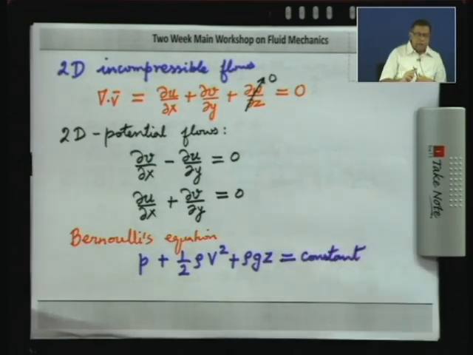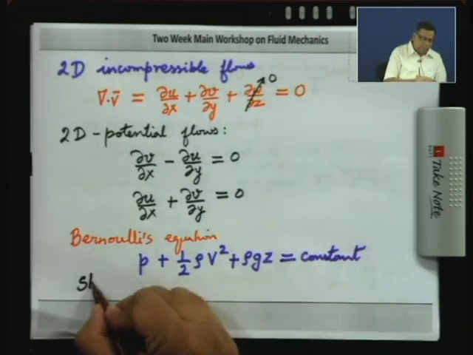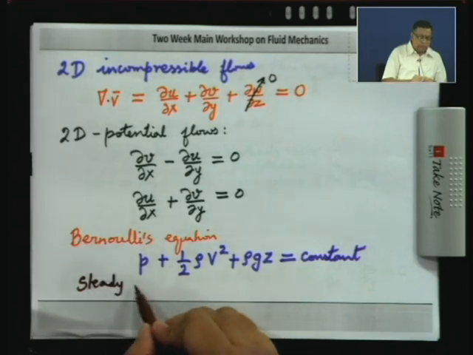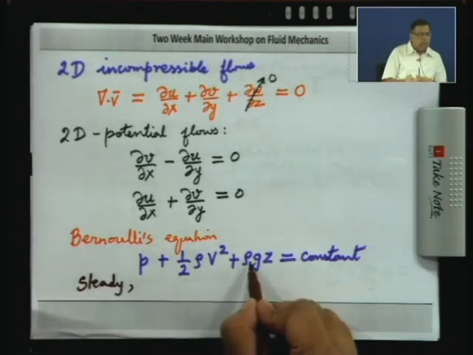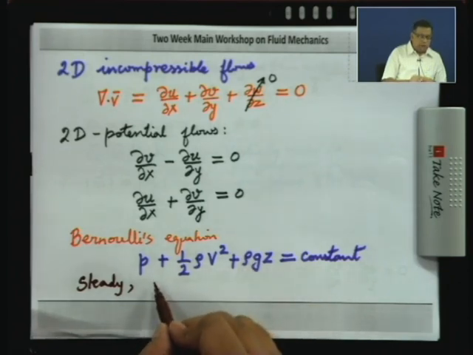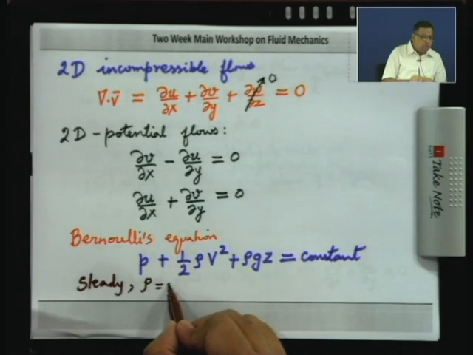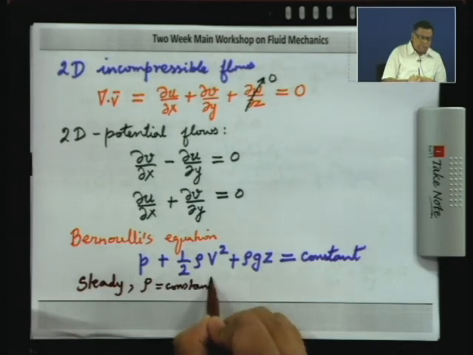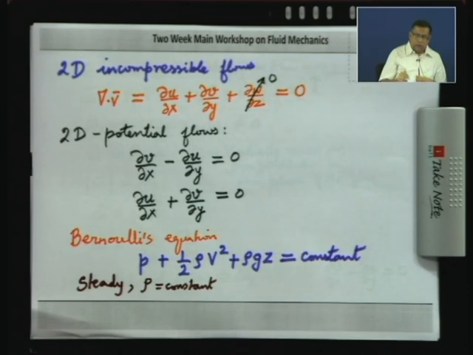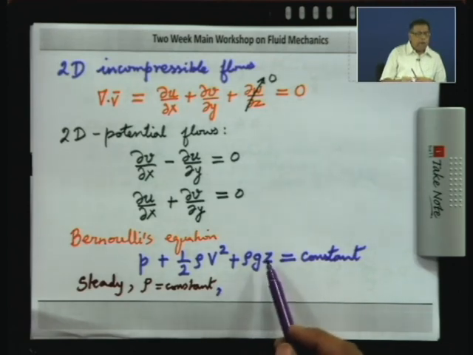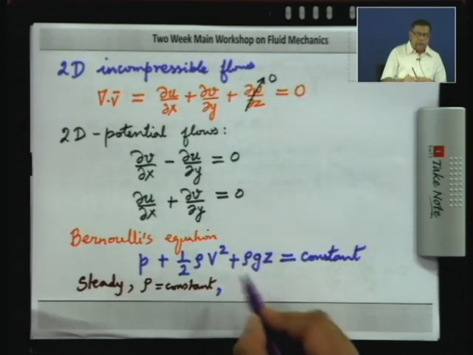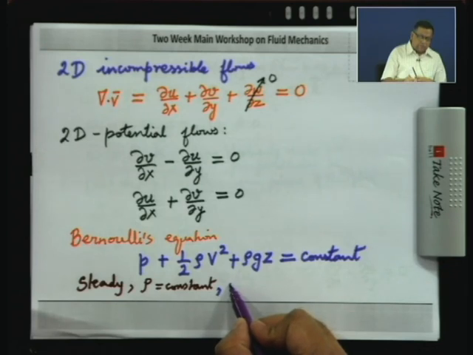So, we are dealing with flows which are steady. The density which is appearing over here, we are assuming to be constant. So, rho equal to constant. And we have considered a flow field where the only body force is due to gravity, that is called a conservative force field, and in addition we are assuming that the flow is irrotational.